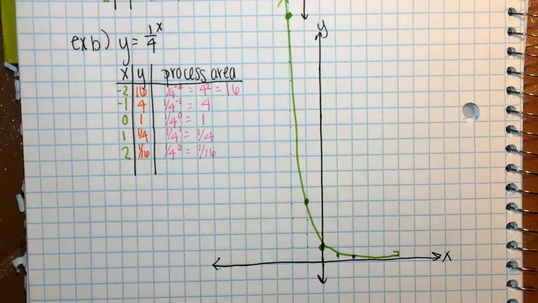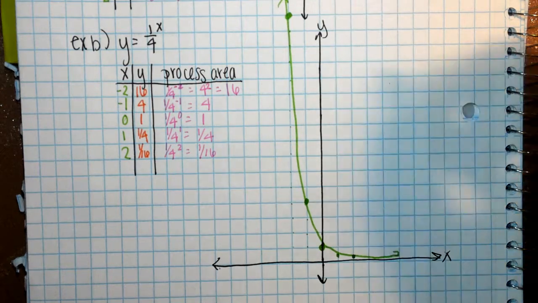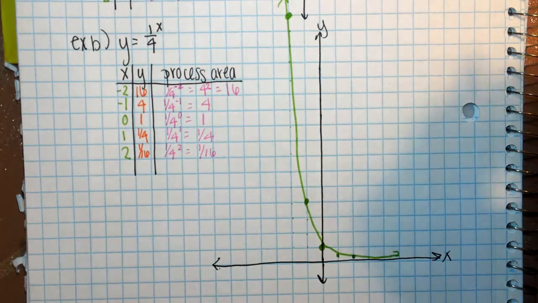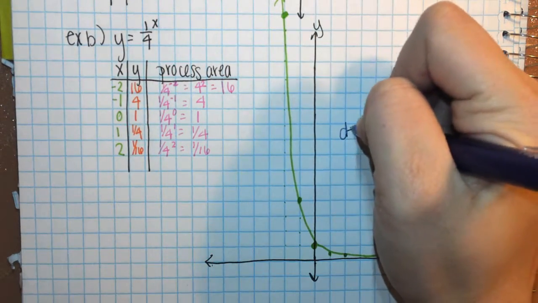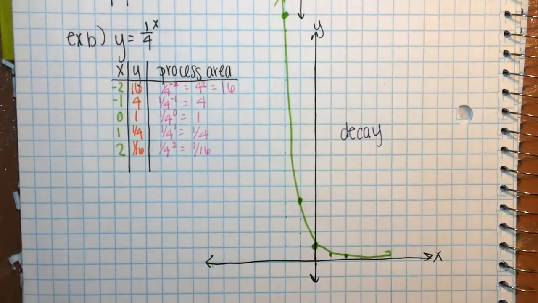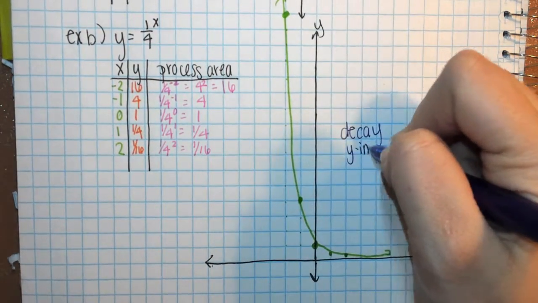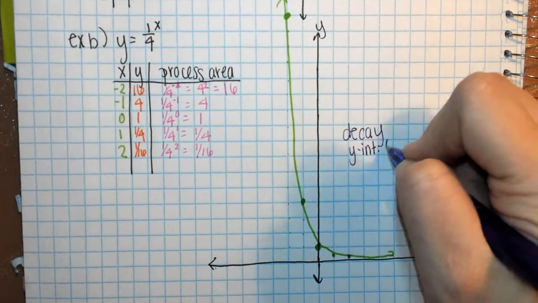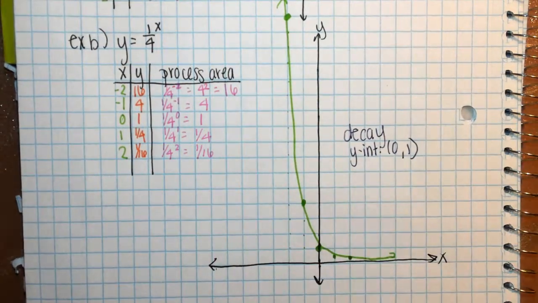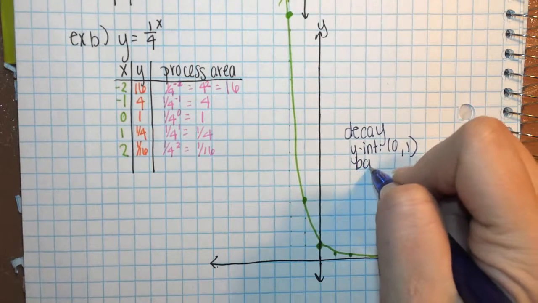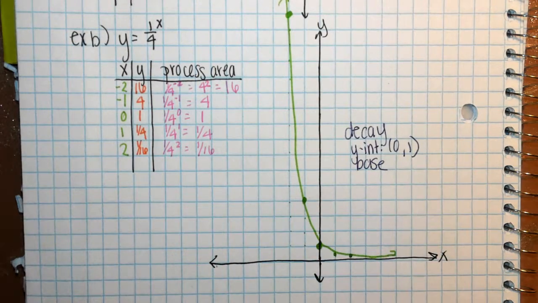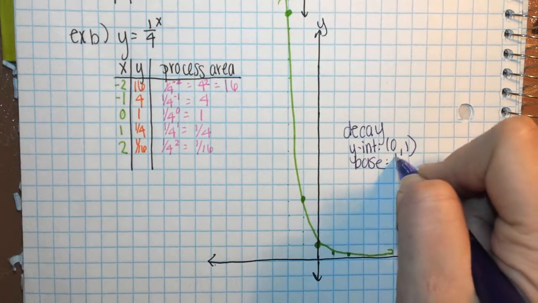Now this time, do we have a growth or a decay? We have a decay. And what's our y-intercept this time? Good, 0, 1. What's our base? One-fourth.